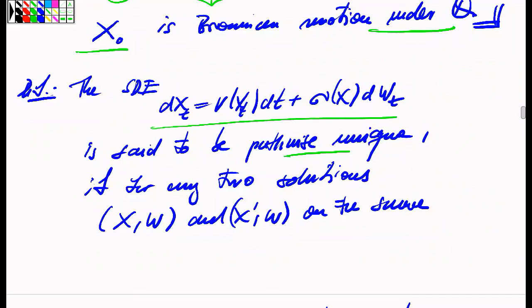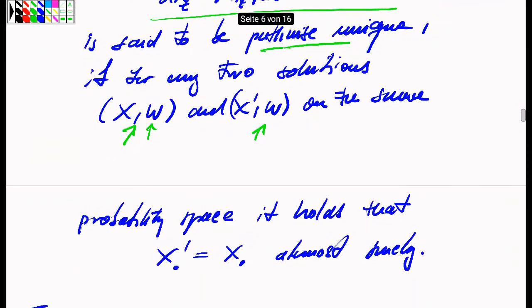We have, as usual, some stochastic differential equation given through the data in form of a vector field V and a volatility or diffusivity matrix sigma. Then this equation is said to be pathwise unique if whenever we have two solutions on the same probability space which are driven by the same stochastic process omega as driving signal, it necessarily follows that the two solution processes are almost surely identical on a path by path basis.